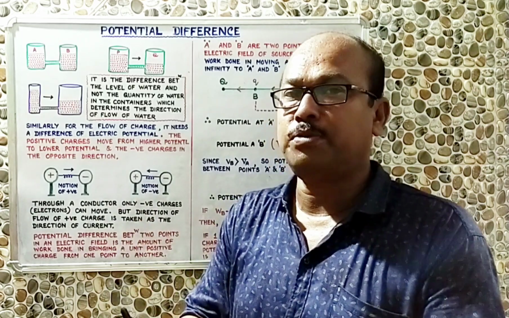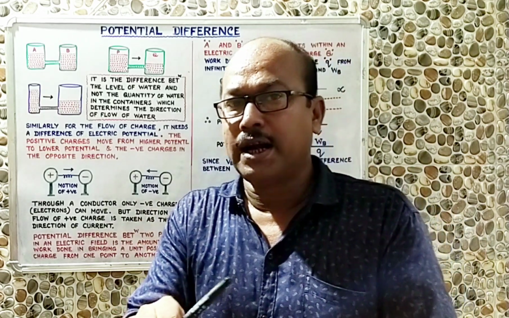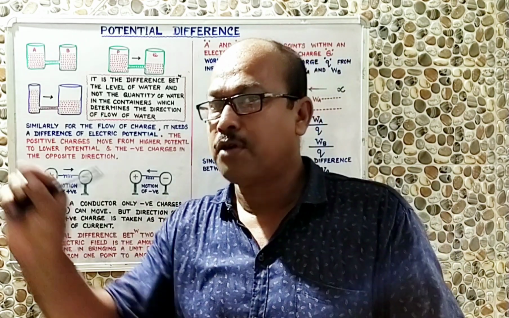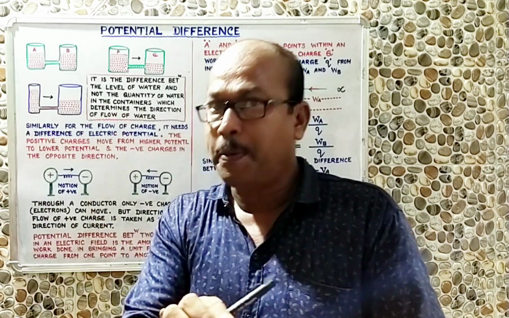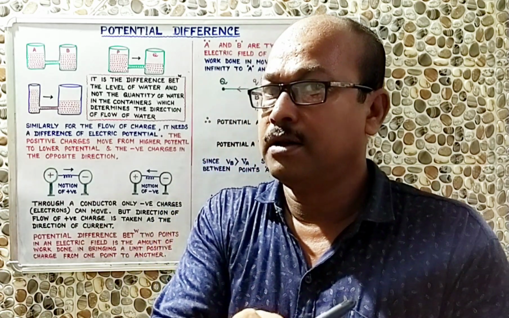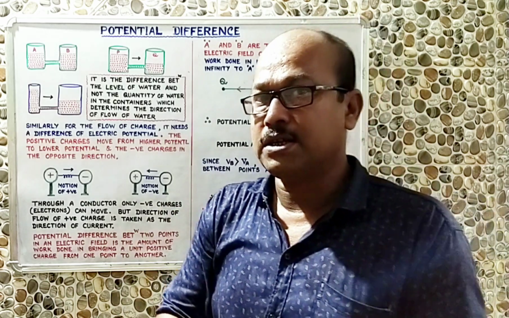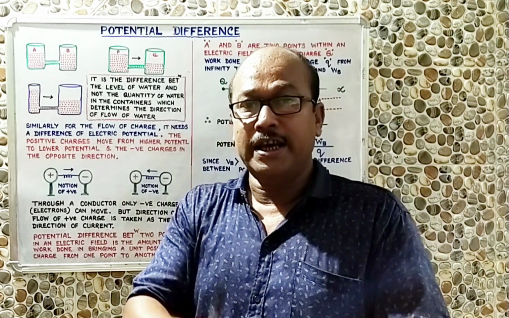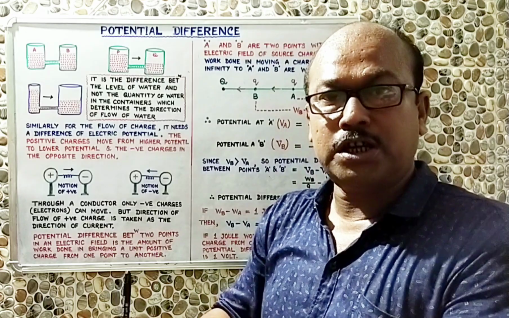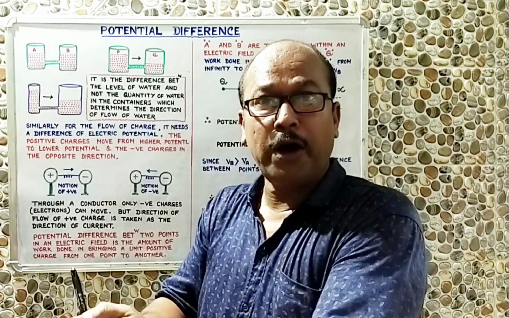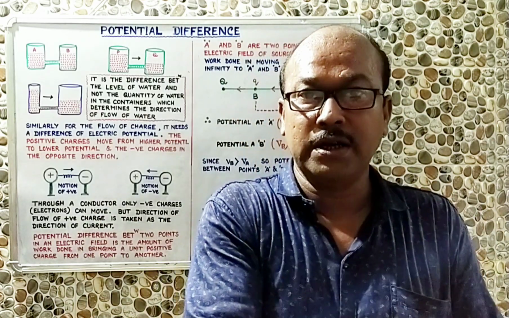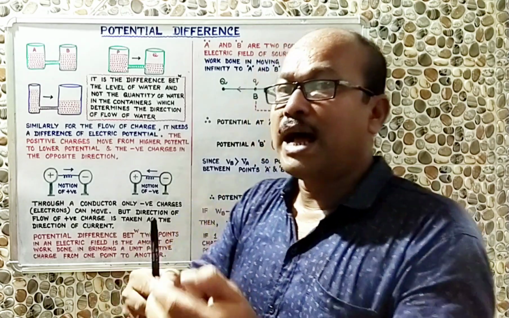In electric potential, it is the amount of work done in moving a unit positive charge from infinity to a particular point within an electric field. But potential difference is the amount of work done in moving a unit positive charge from one point to another point within an electric field. So that is the difference.